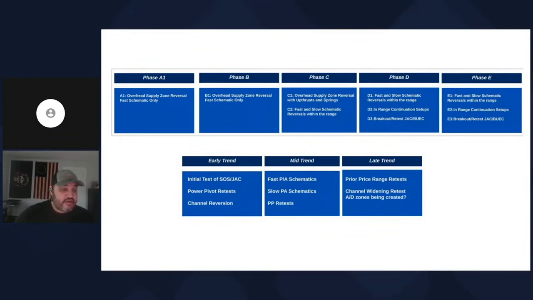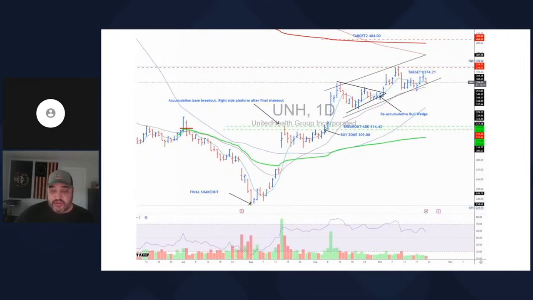And I'm going to go ahead and just showcase some examples here. We're going to start with UNH. UNH we called out in our day trade room as a swing.